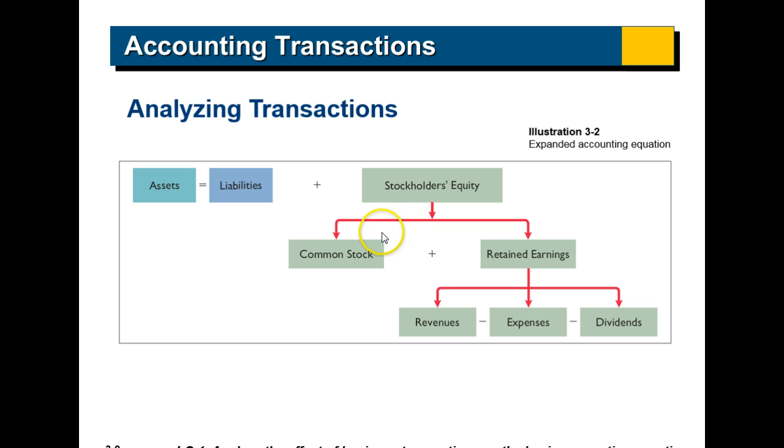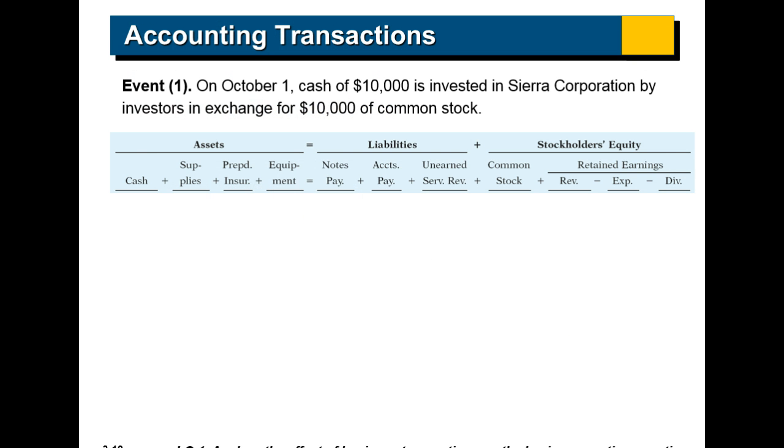So do you see how we do have a separate income statement? But do you see how it ultimately balances out because it flows into stockholders' equity? Does that make sense? So let's look at an event.